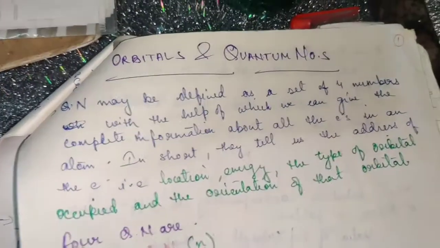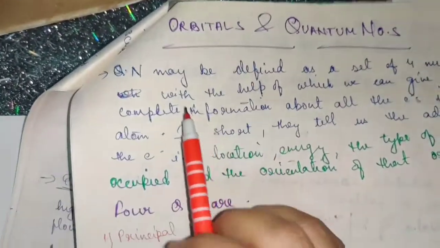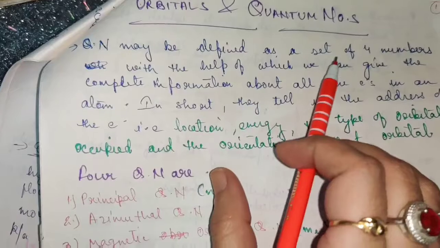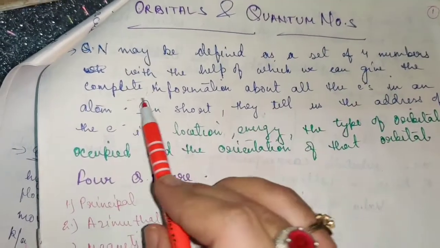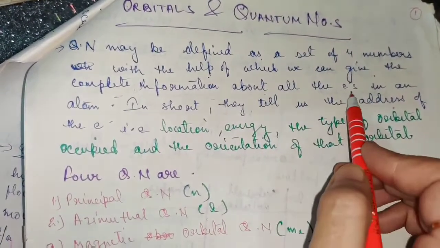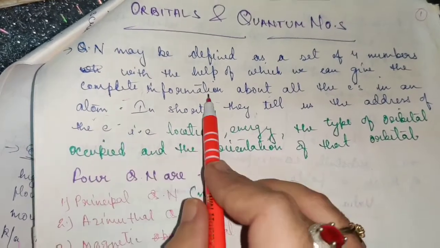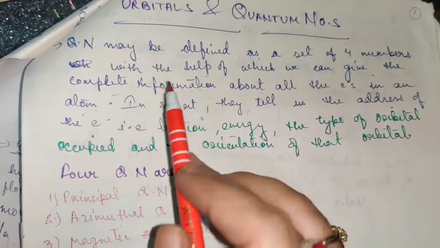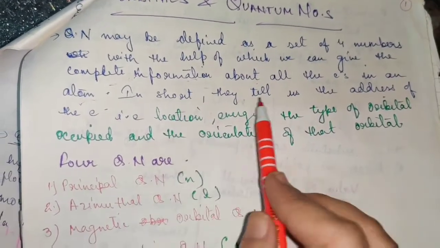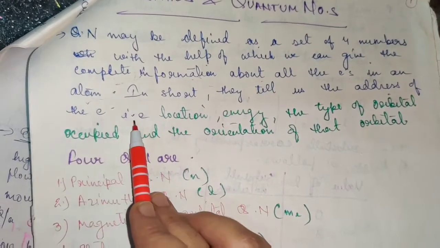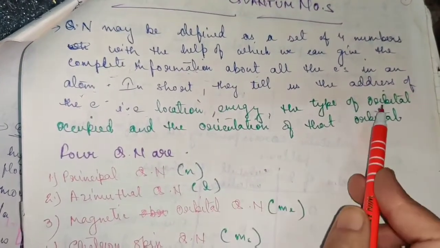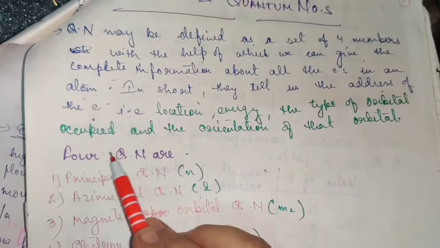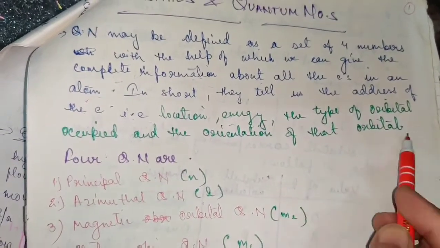So you can see here, quantum number may be defined as a set of 4 numbers with the help of which we can give the complete information about all the electrons in an atom, but these informations are not exact, these are probable. In short, they tell us the address of the electron, that is the location, the energy, the type of orbital occupied and the orientation of that orbital.